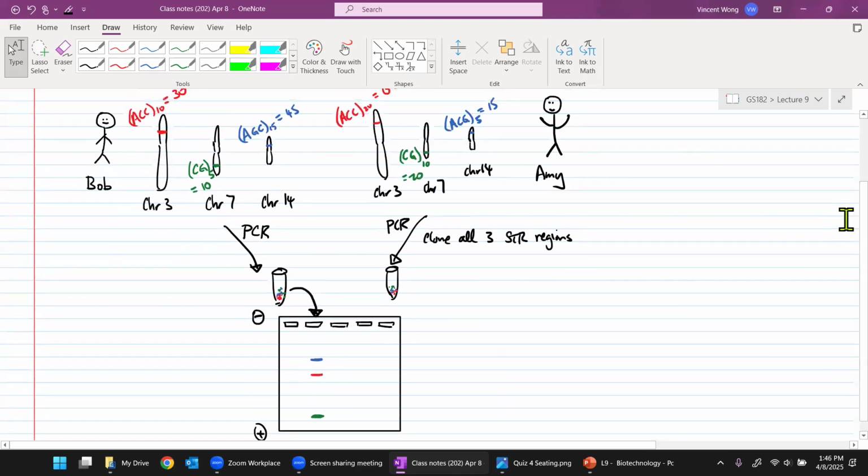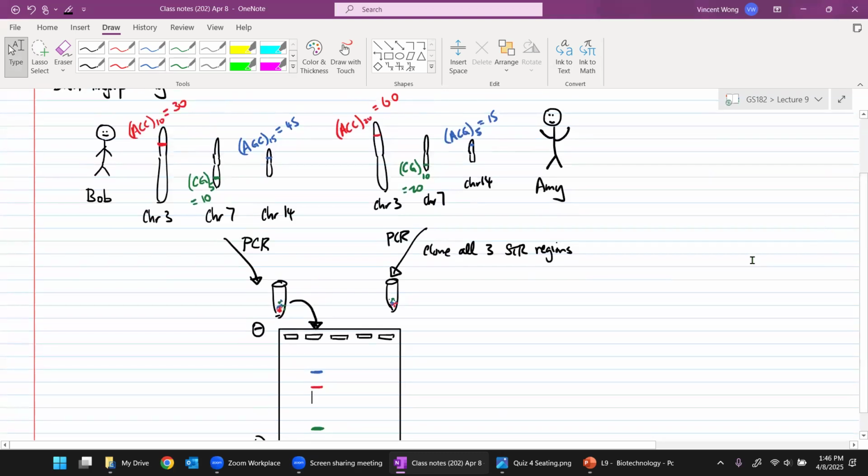So take a moment and draw Amy's band. All right, we're going to load Amy's sample right here. He also has three fragments, three STRs. Where will they be? You got it? Which one is closest to the top for Amy?